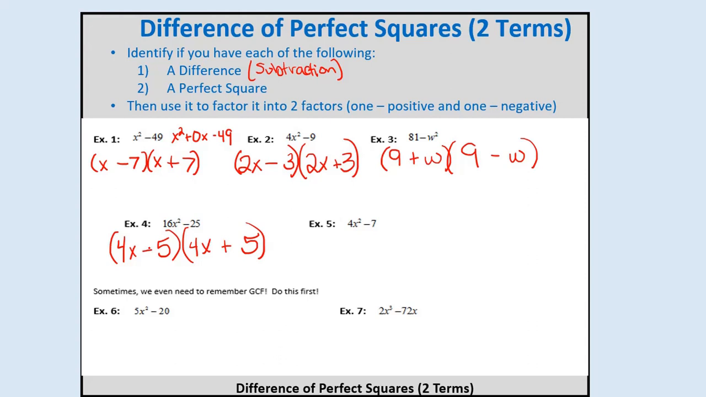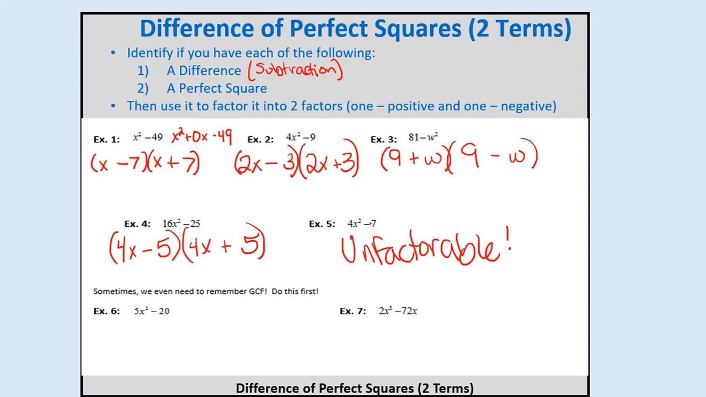4x squared minus 7? Hold on. 7 isn't a perfect square. Right? Like, you can't multiply 2 numbers to get 7. This guy is unfactorable. Okay? So don't go on this whole rant of, oh yeah, it's 2 factors. That means I could do this cool little pattern. Be careful, because if the number is not a perfect square or not a negative, maybe it's a positive in the middle, you can't do it. You have to check both things. Is there subtraction, and are they perfect squares?